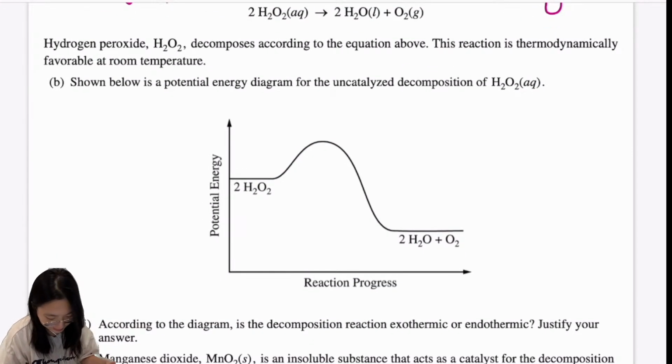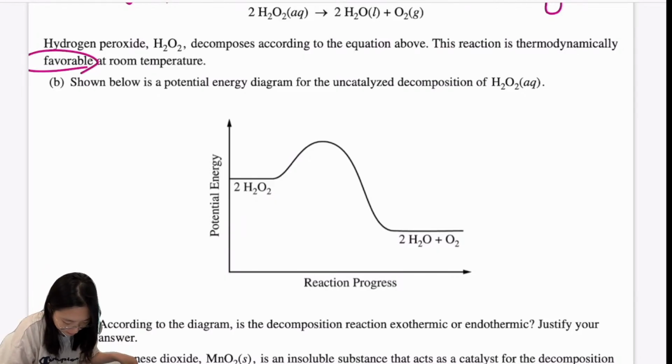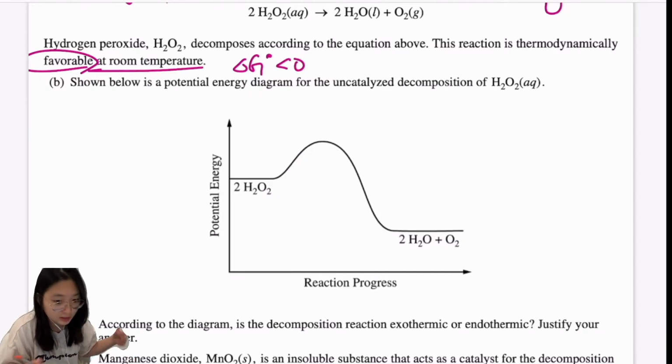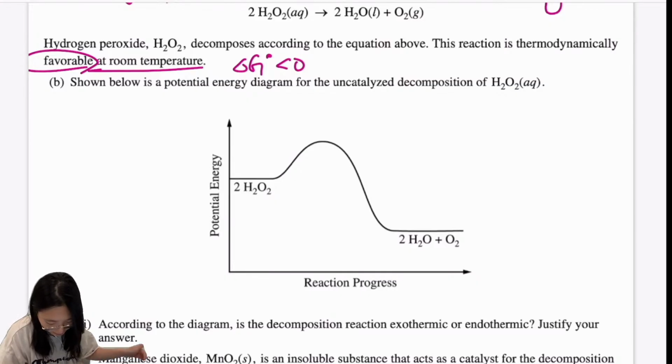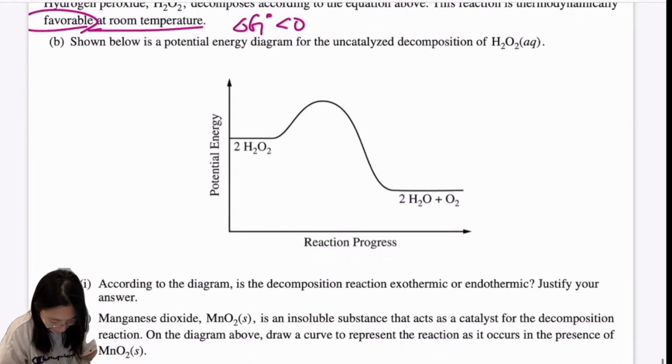Hydrogen peroxide decomposes according to the equation. This reaction is thermodynamically favorable. So again, delta G is less than 0 at room temperature, which is a pretty low temperature. Shown below is a potential energy diagram for the uncatalyzed decomposition. 1, according to the diagram, is the decomposition reaction exothermic or endothermic?